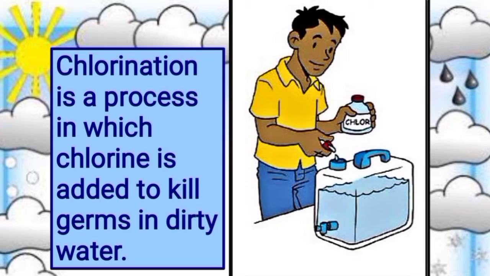Chlorination is one of the methods of purifying water. It is a process in which chlorine is added to kill germs in dirty water. Chlorine is a gas that kills germs. And these days, chlorine tablets are easily available so that we can purify our water.